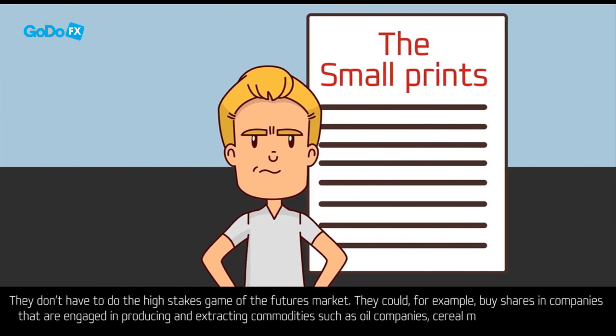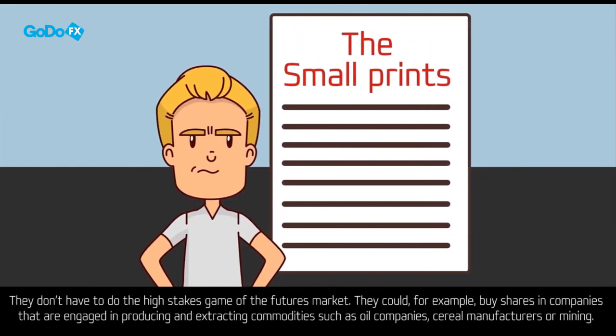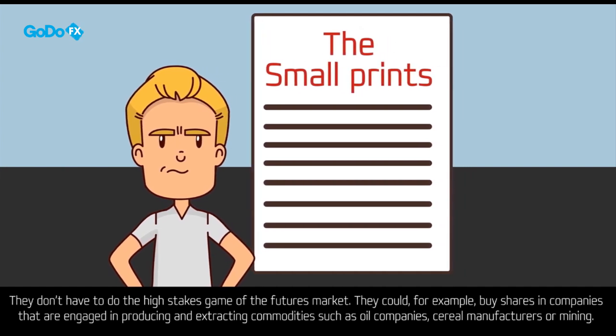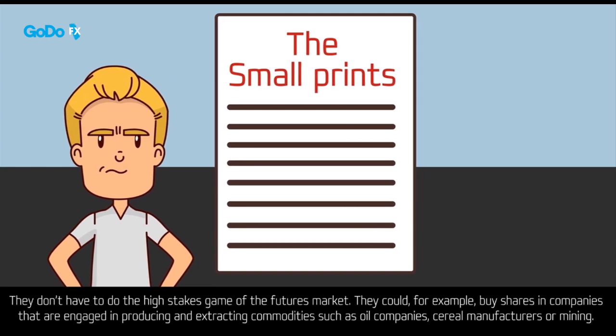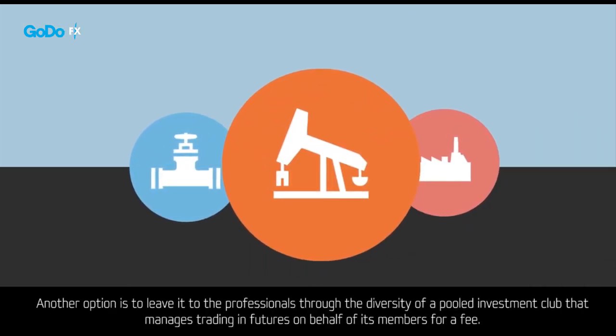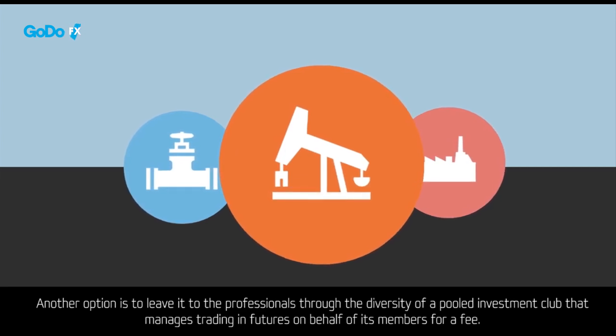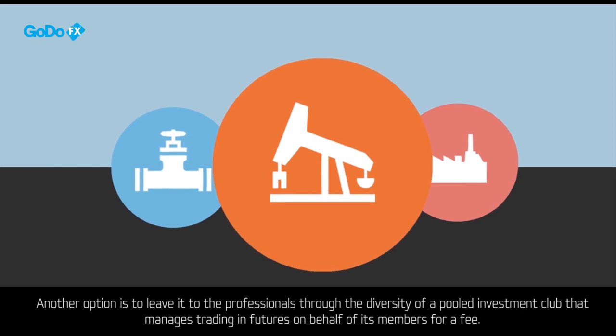They don't have to play the high-stakes game of the futures market. They could, for example, buy shares in companies that are engaged in producing and extracting commodities such as oil companies, cereal manufacturers, or mining. Another option is to leave it to the professionals through the diversity of a pooled investment club that manages trading in futures on behalf of its members for a fee.